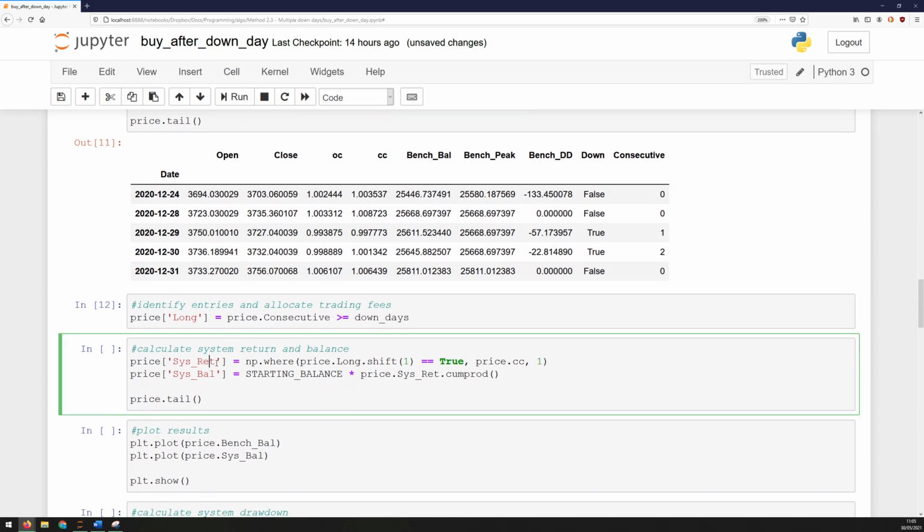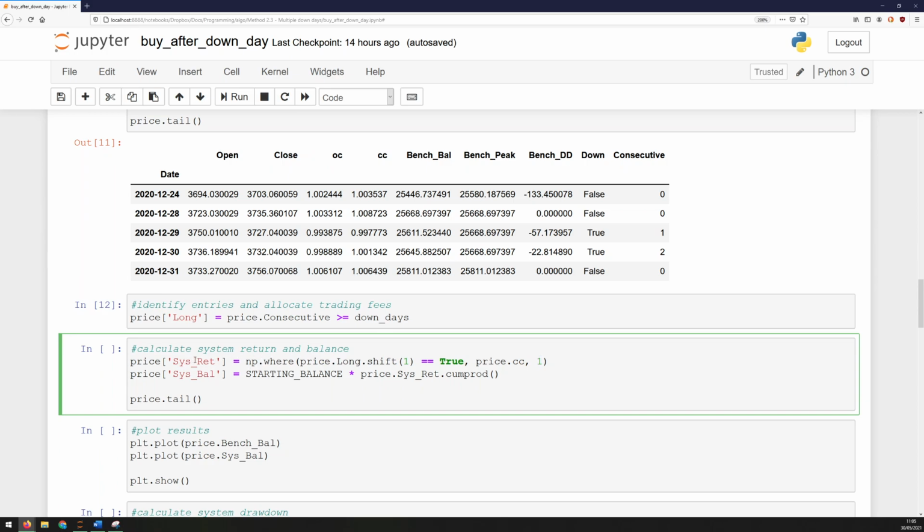Now I can start looking at the system return and the system balance. So the system return is going to use NumPy, and it's going to look at the previous day and check the long column to see if there was a trade signal. So if that value was true, then that means that the conditions yesterday were met. So if that's the case, then I want to know what the change was in the close price from yesterday to today. Essentially, I want to know what the return was. If that condition was not true, then the return stays at one, because the system return hasn't gone up or gone down, because we weren't in the market at that time. The conditions weren't met for it.